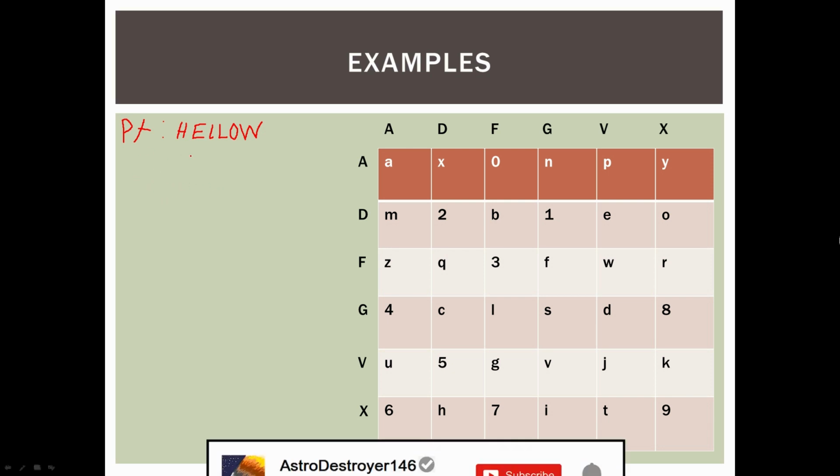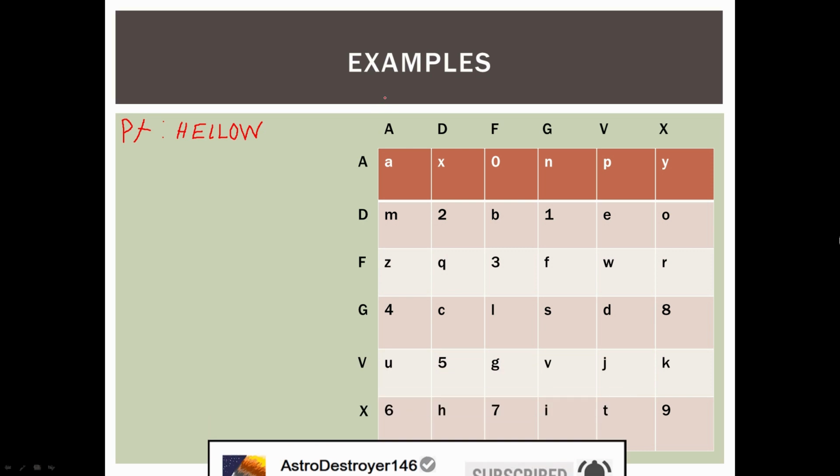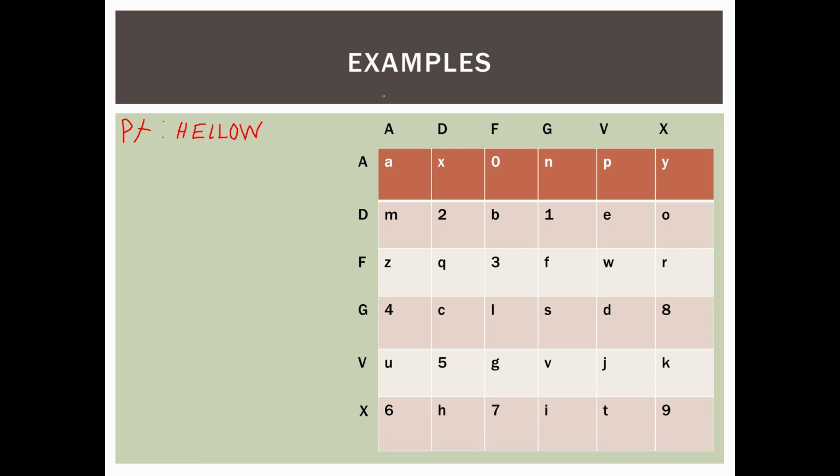Now after taking the plain text as input, we will have to take the table. I had already declared the table here, so no need to take it here. You can take this table as input, or you can by default declare one table and do the subsequent operations. Now this table is known as the key square. This is also known as the polybius square.